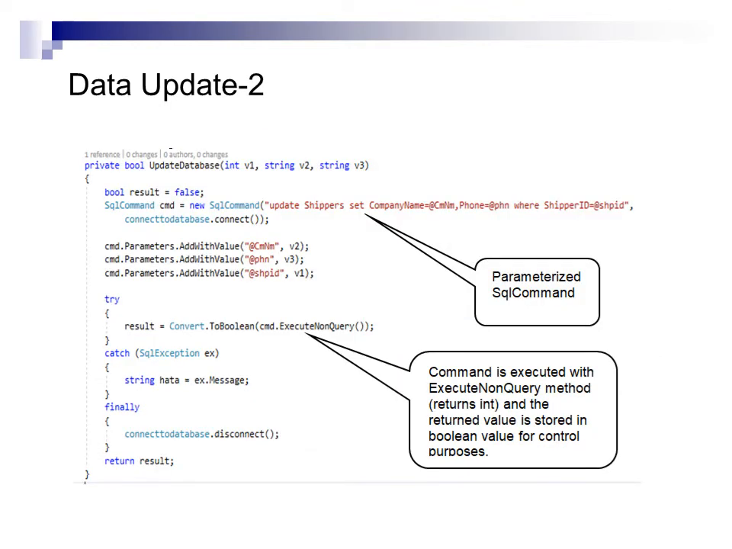Data update, chapter 2. Command is executed with the execute non-query method. It returns int, and the returned value is stored in a Boolean value for control purposes. Row delete method and arguments of grid view can be controlled on the code side.